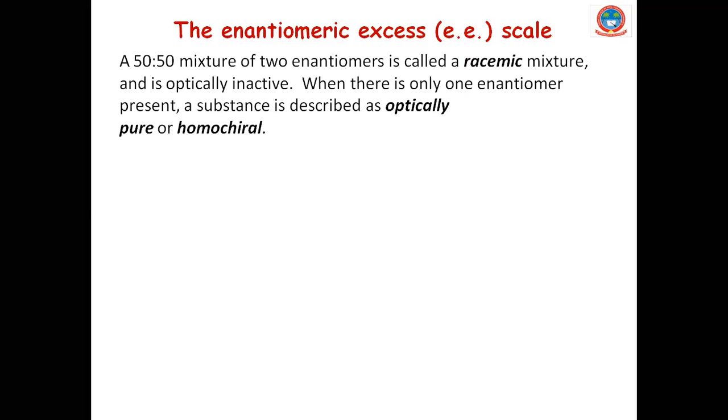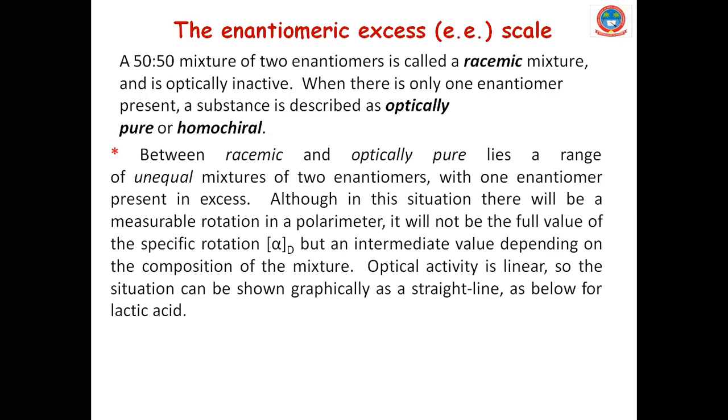So when we have a pure single enantiomer, it is called optically pure, or it is called homochiral. When we have an equal percentage, 50-50 percentage, of both R and S, it is called a racemic mixture. But we should know that between a racemic mixture and optically pure lies a range of unequal mixtures of two enantiomers.